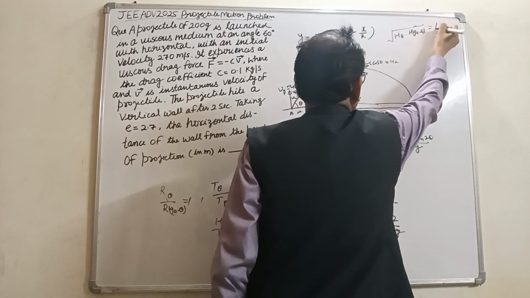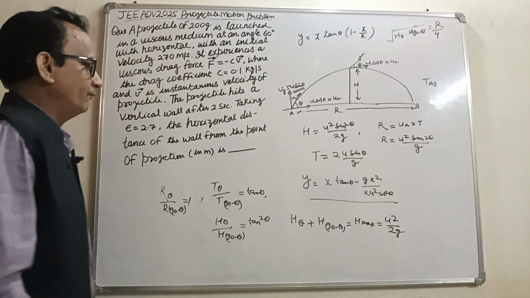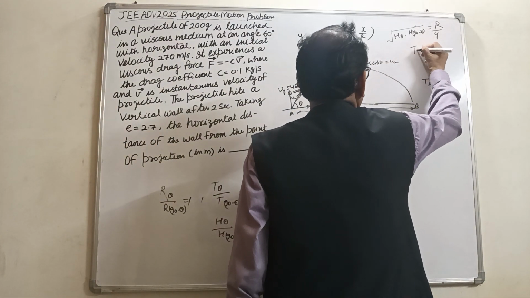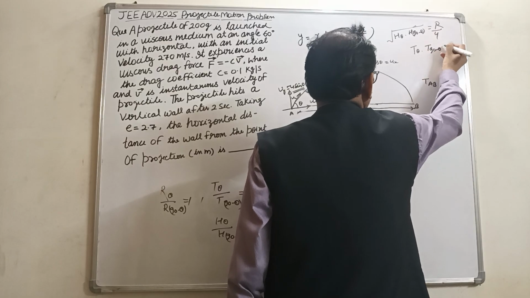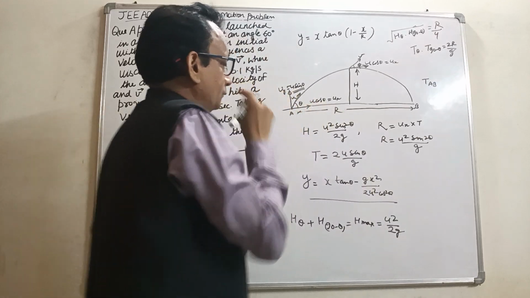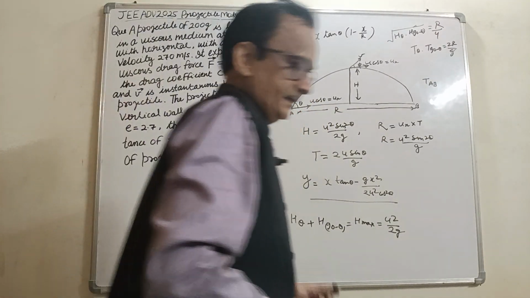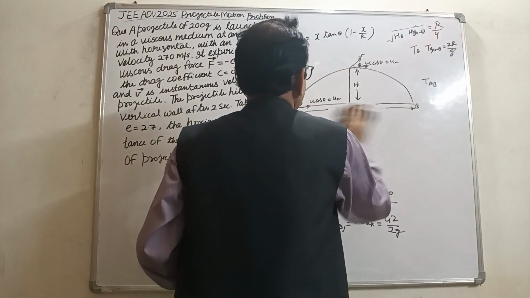This would be R by 4, where R is the range. So this would be R by 4, and d theta into t(90 minus theta) would be 2R by g. R is the range. So this is the result.